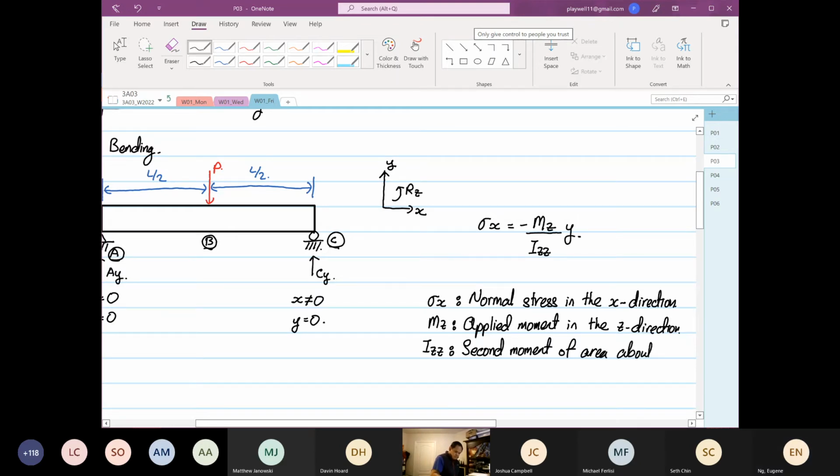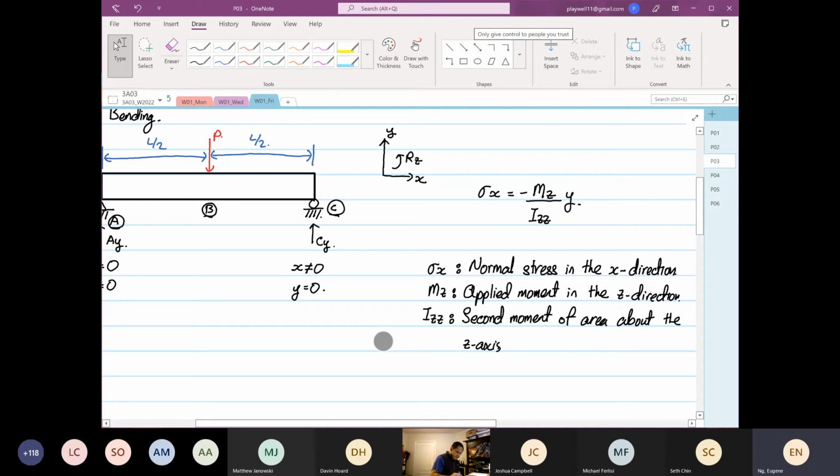About the z-axis, and y is the y distance measured from the centroid.